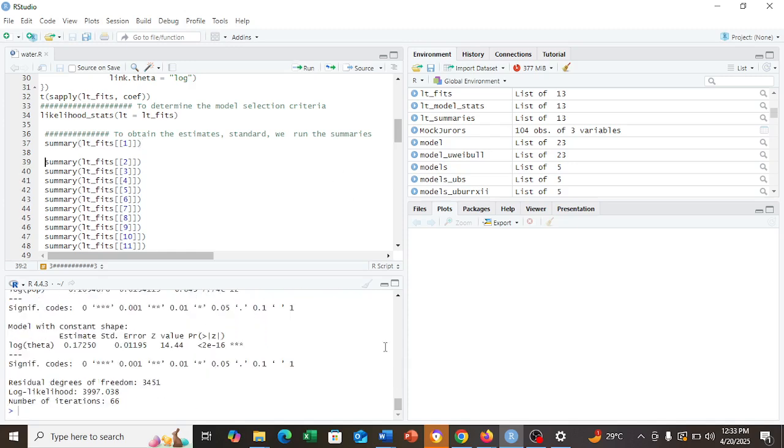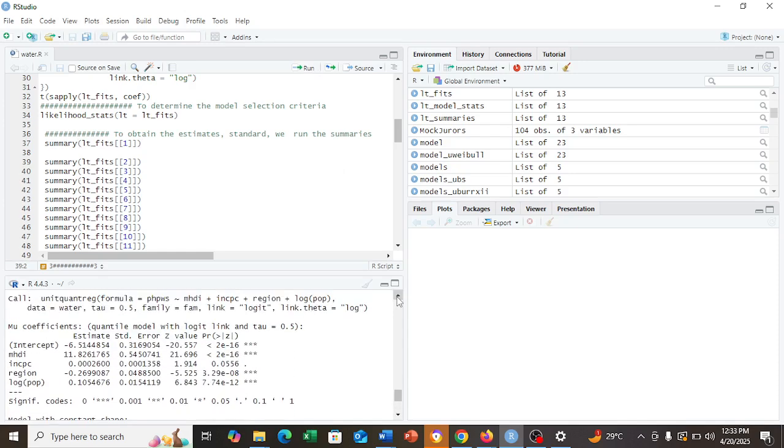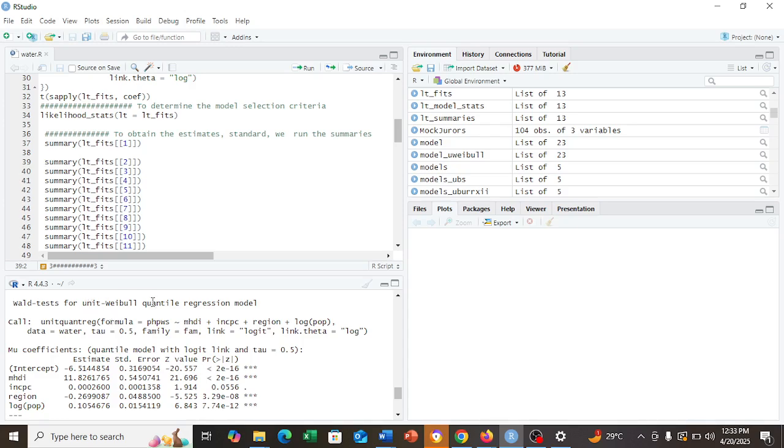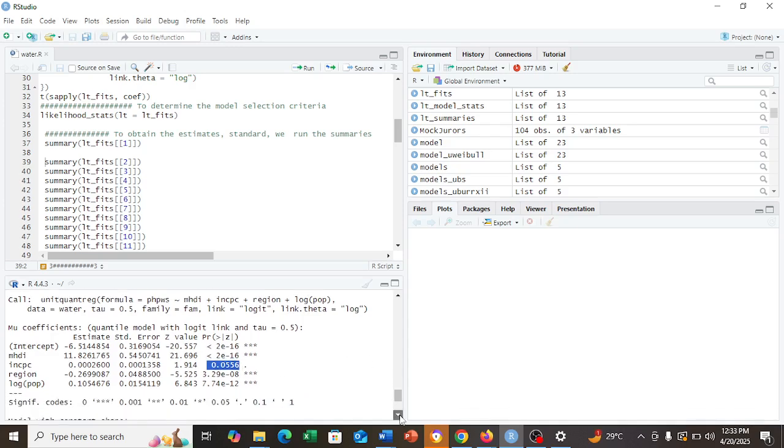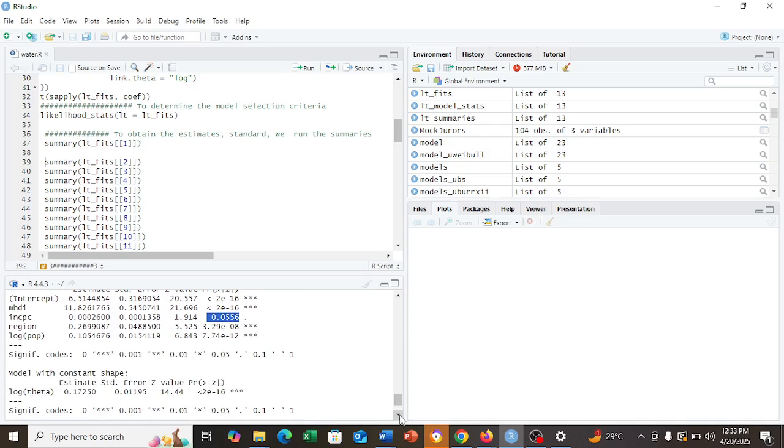Yes, so the output is ready. I'll just scroll up here. You see, we have it for the unit Weibull. Okay, very good. So for this, I have the intercept, I have the estimates, standard errors, z values, and p-values. So you can see that all these covariates are significant at the 5% significance level, except this one, which has a p-value of 0.0556. Okay, yes, so that is how you get the estimate for each of the distributions.